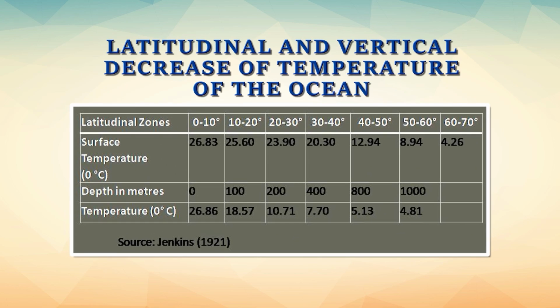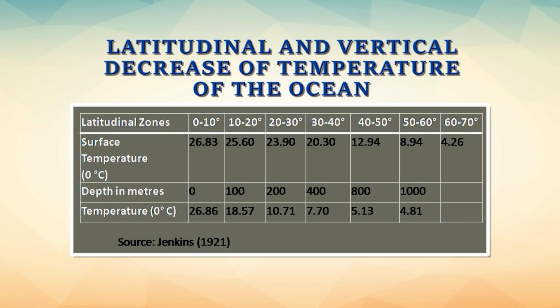Latitudinal and vertical decrease. In this table, you see the latitudinal and vertical decrease of temperature of the ocean combined. You see the latitudinal zones 0 to 10 degrees, 10 to 20 degrees, 20 to 30 degrees, 30 to 40 degrees, and 40 to 50 degrees, and up to 60 to 70 degrees. You see the temperature is decreasing significantly from the equator towards the poles. The surface temperature is decreasing. And when you consider the depth in meters, you come down, you see 0 meters, 100 meters, 200 meters, 400 meters, and up to 1000 meters is shown.